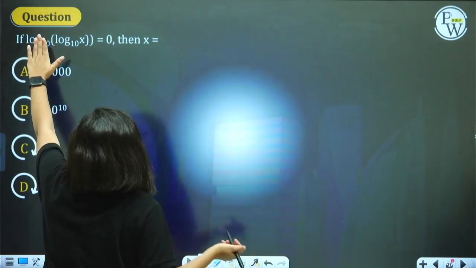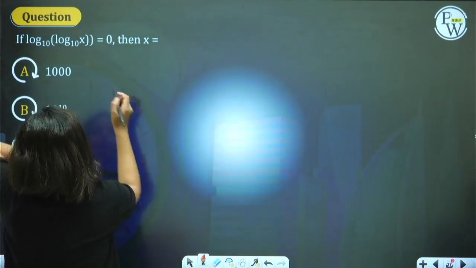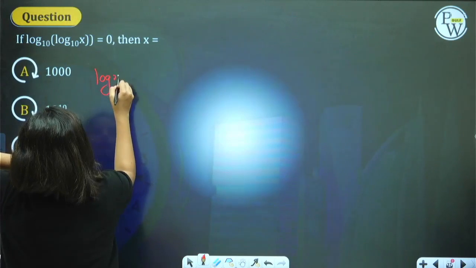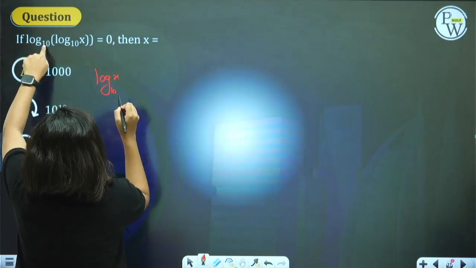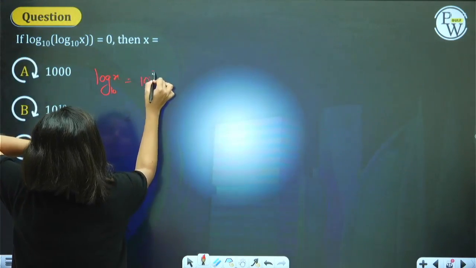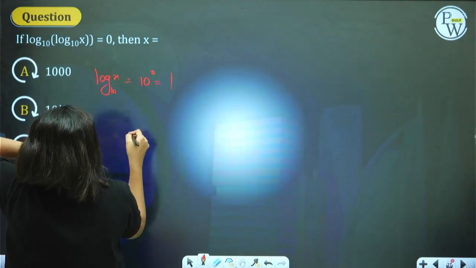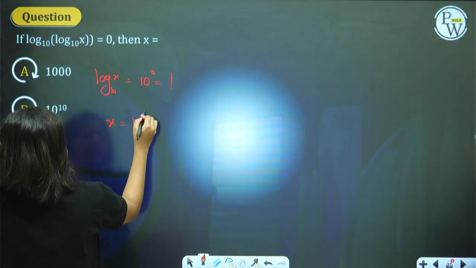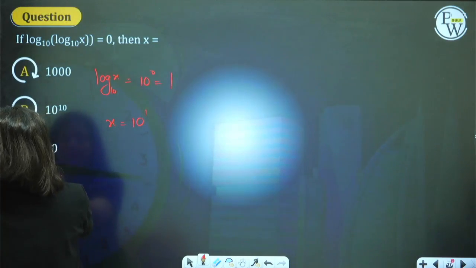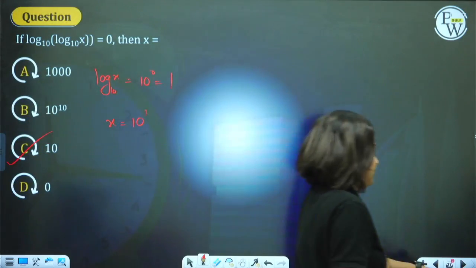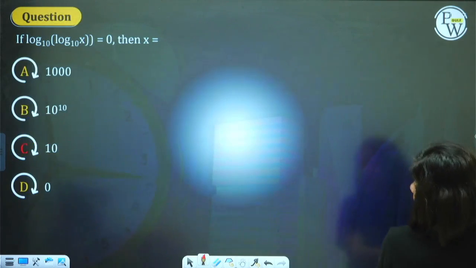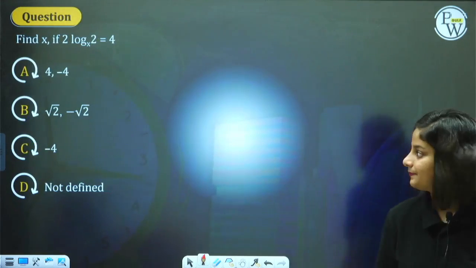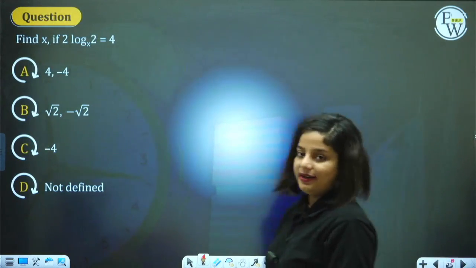So if I am removing this log, this 10 will go and push this log removed, 10 goes and pushes the 0 up. 10 raised to 0 is nothing but 1. Now I am removing this log, 10 again goes and pushes that 1 up. So x raised to 10, 10 raised to 1 is nothing but 10. C is the answer.